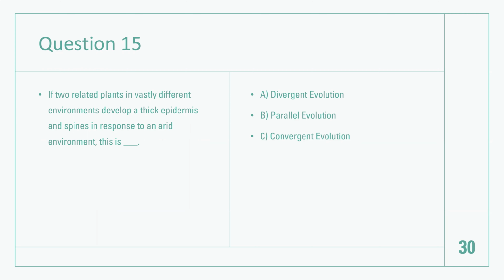So those qualities are what make it parallel evolution, because A, they're related, and B, the same environmental pressures in different environments cause them to have the same adaptations. If it were divergent evolution, you would see two related plants in different environments develop completely different adaptations. If it were convergent evolution, it wouldn't be related plants at all. It would be two unrelated plants having the same adaptation. Does that make sense?